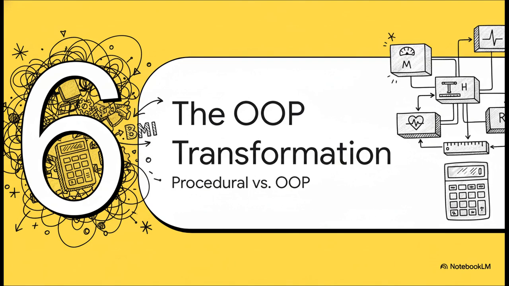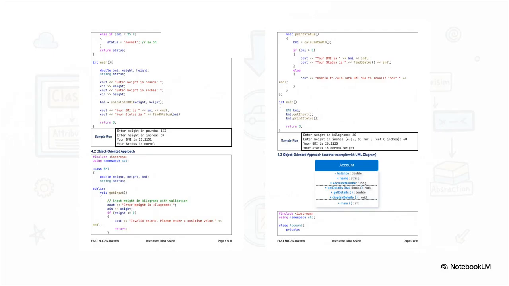Okay, let's bring this all together. Remember that little BMI calculator from the beginning? Let's go back to it and see what it looks like after getting a complete OOP makeover. On the left, you see the procedural tangle we started with, data and functions all jumbled up. And on the right, the OOP version. I mean, just look at the difference. All the logic for the BMI calculation, the data and the functions that use that data, are now perfectly contained inside a single, clean BMI class. It's organized, it's self-contained, and it's so much easier to understand just by looking at it.